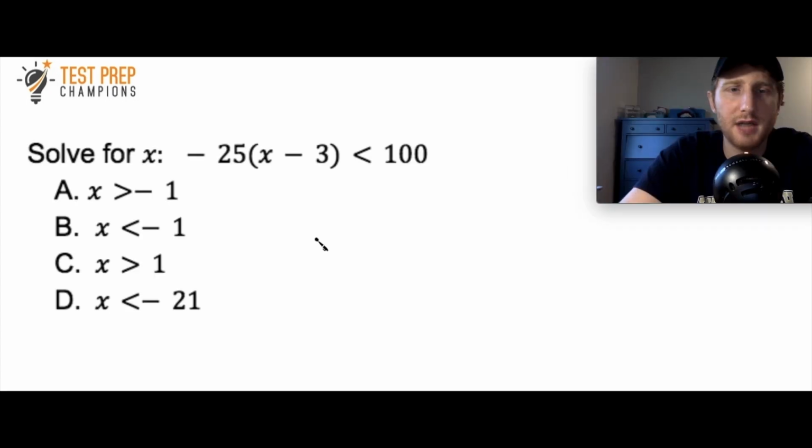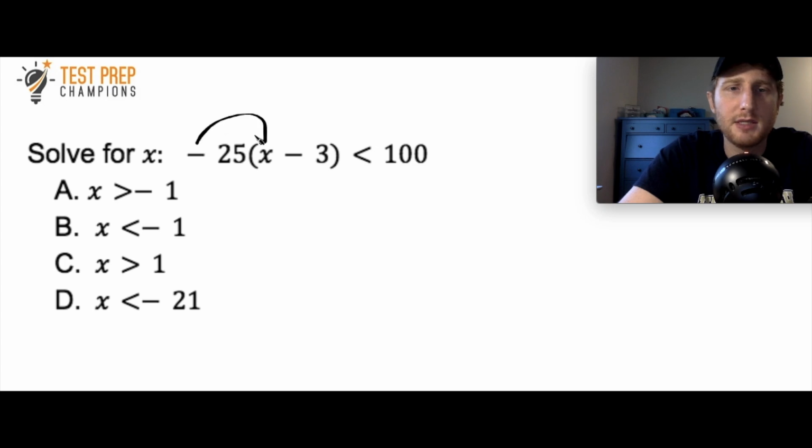Solve for x. Negative 25 times the quantity x minus 3 is less than 100. Is the answer A, x is greater than negative 1, B, x is less than negative 1, C, x is greater than 1, or D, x is less than negative 21? Now is your chance to pause the video, try to figure this out, and whenever you're ready, we'll go over the answer.